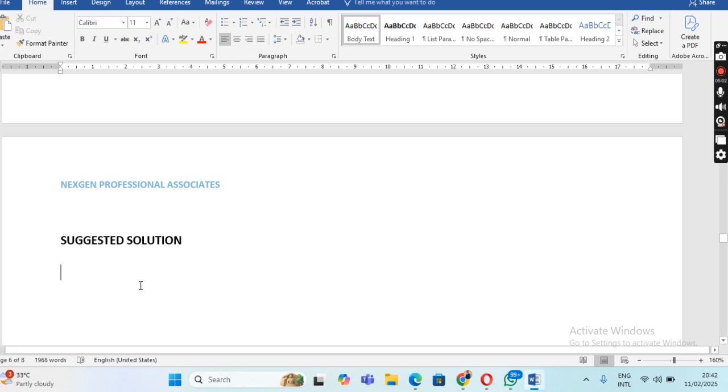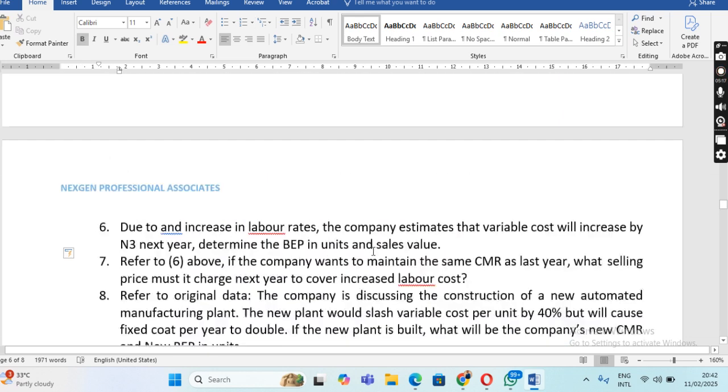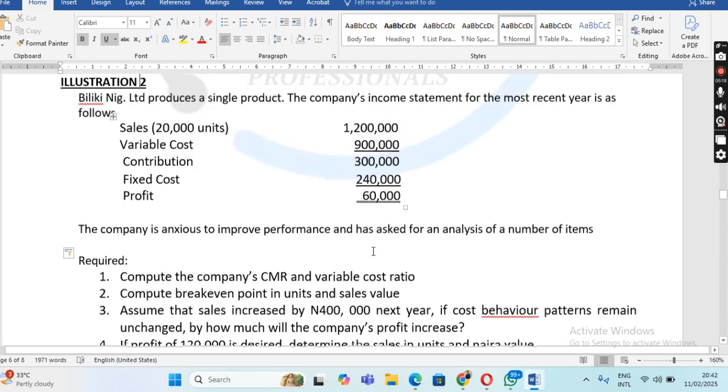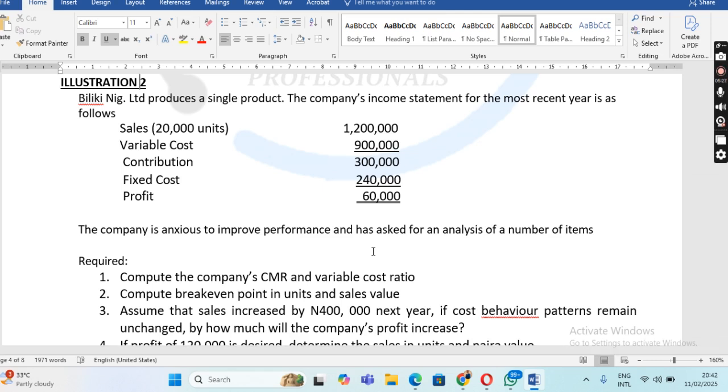Now, the first requirement says that we need to determine the CMR. Class, what is the formula for calculating CMR? Because the question says we should calculate what? CMR: contribution per unit all over selling price per unit. Okay, you want to use contribution per unit divided by selling price per unit.